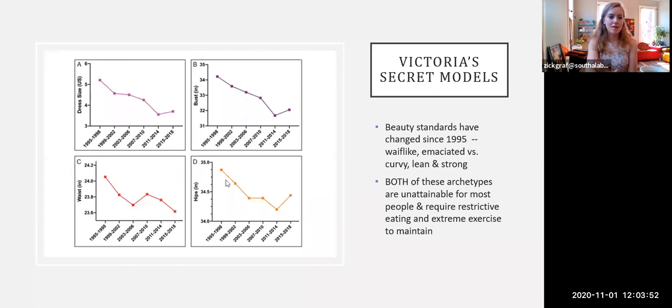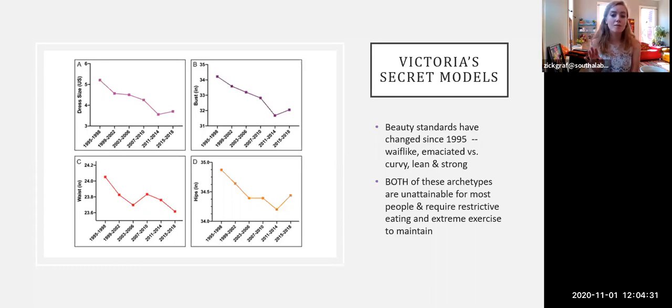This is also reflected since the beginning of the 21st century, from the late 90s to a couple of years ago, with Victoria's Secret models getting increasingly thin, having increasingly narrow waists, and having increasingly smaller dress sizes. In the same period of time, from 1995 to the late 2010s, beauty standards have changed. We've gone from idealizing this kind of emaciated, waif-like, heroin chic body type to emphasizing a curvier, leaner, and stronger physique for women.